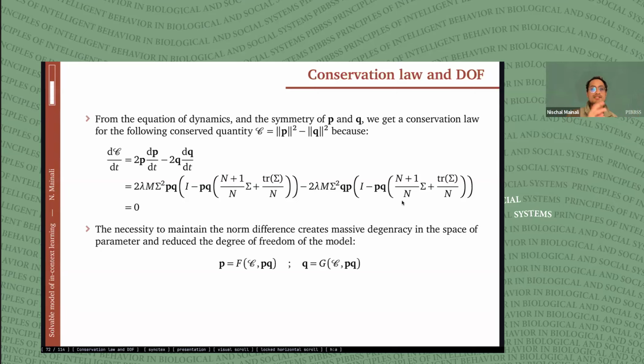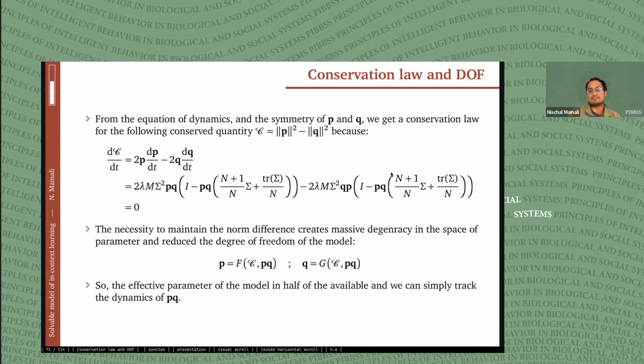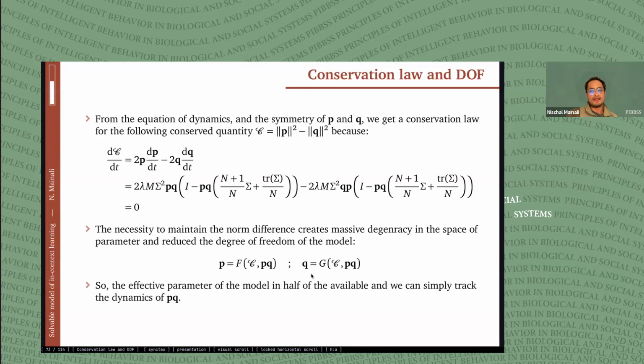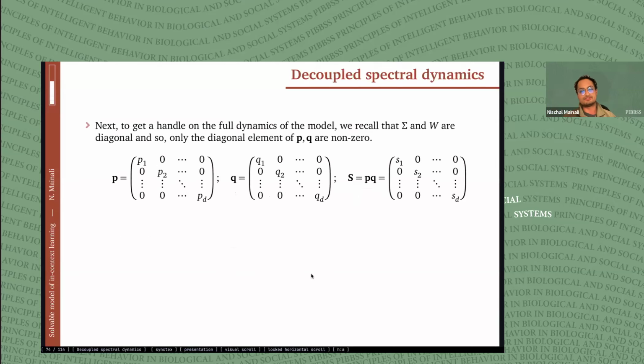And in fact, once this particular conservation law kicks in, which can be shown to be true even for nonlinear transformers, the only freedom you have is not P and Q individually, but only the product PQ. So each of P and Q can be written in terms of this conserved quantity and PQ. So the only degree of freedom you have is this PQ quantity. Cool. Now, having said all this, let's go to solving the dynamics fully.